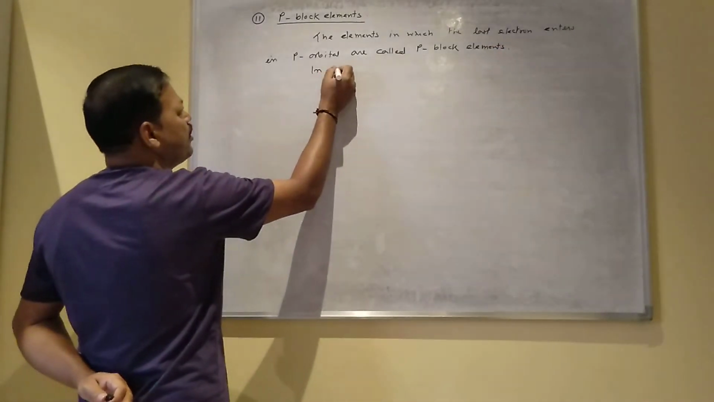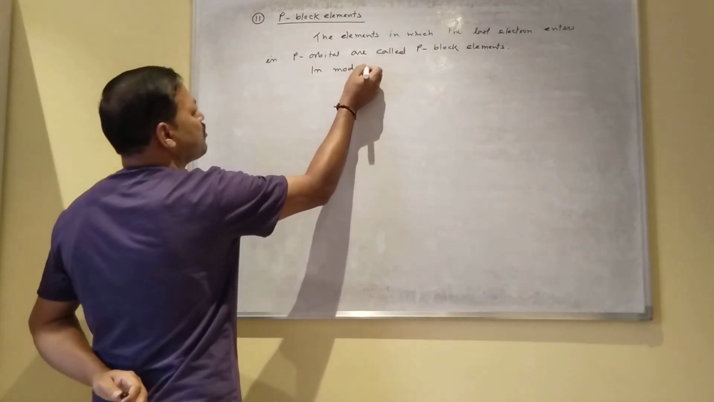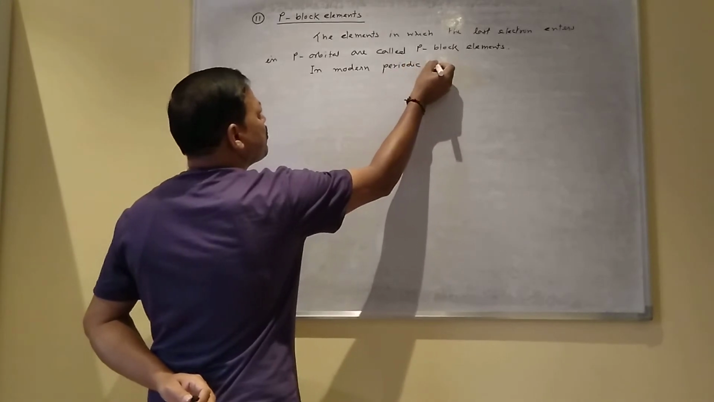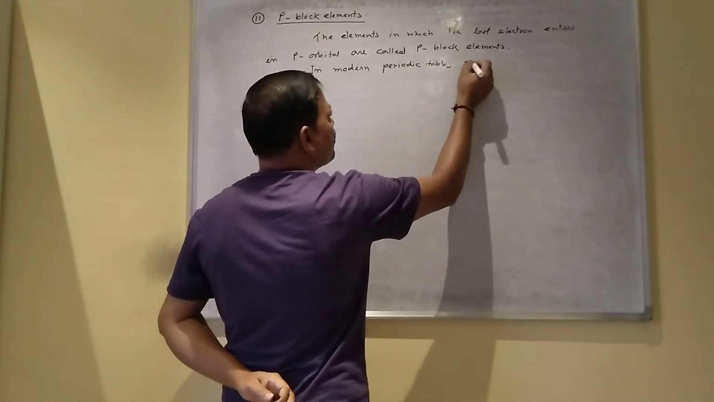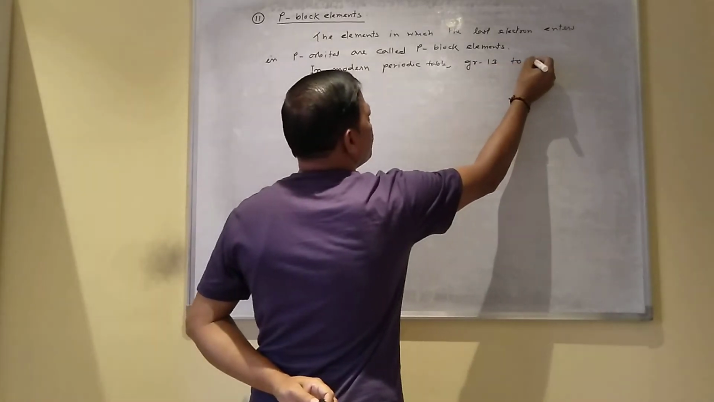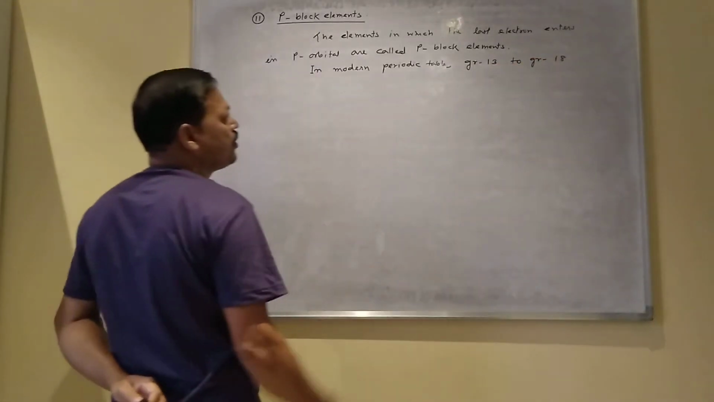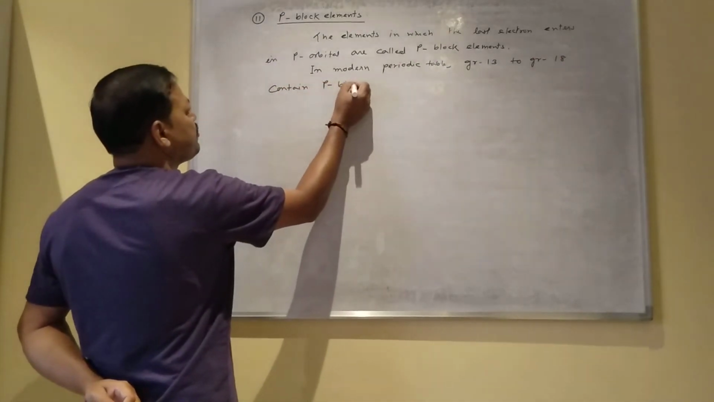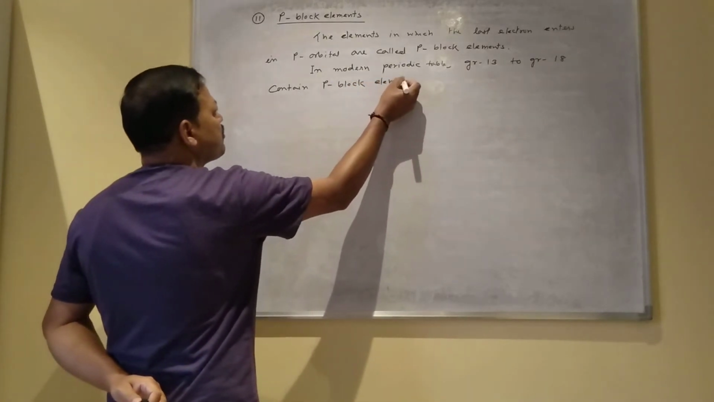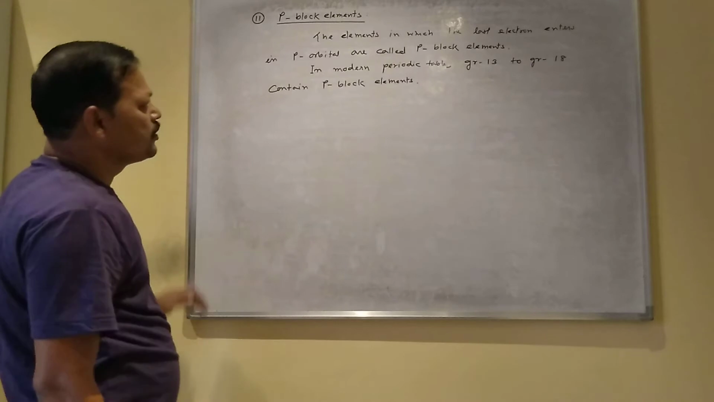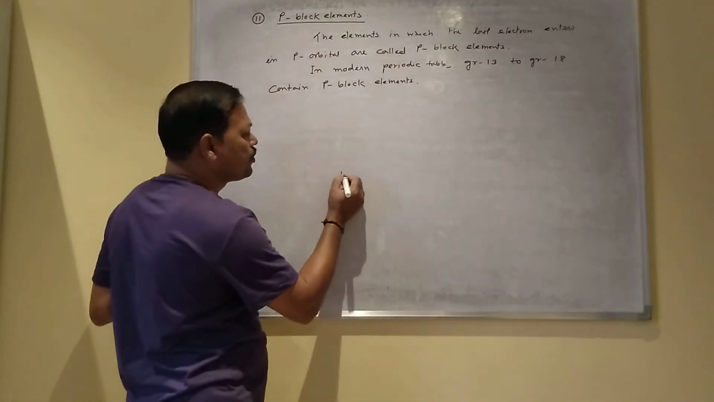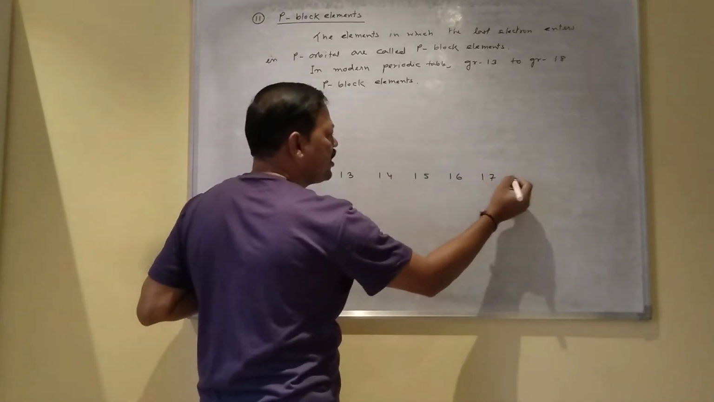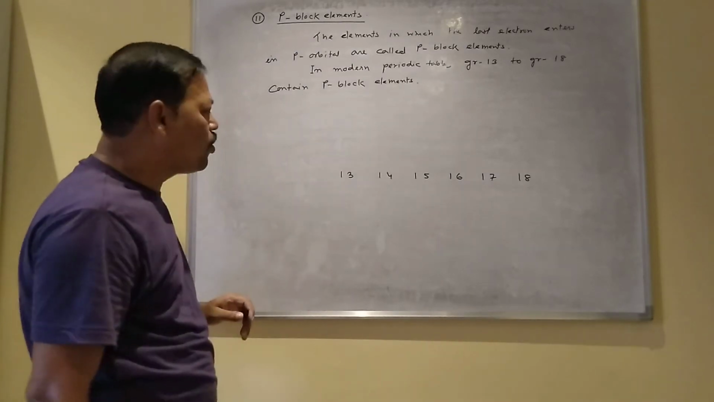In the modern periodic table, group 13 to group 18 contain the P block elements. So 13, 14, 15, 16, 17 and 18. These groups contain the P block elements.